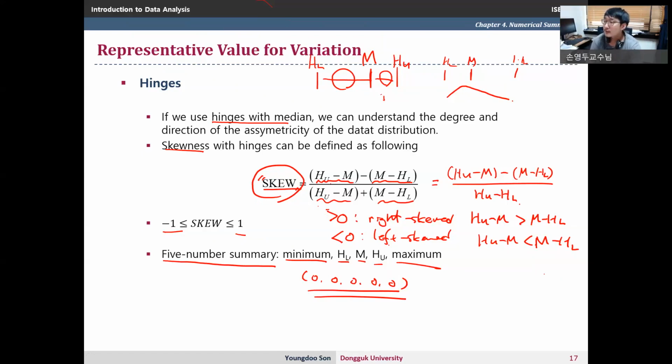And we define the 5-number summary here. The 5-number summary is one of the most basic numerical summaries of the data distribution. If we see these 5 numbers, we can get a lot of information about the data set, which contains the minimum, lower hinge, median, upper hinge, and the maximum value here.